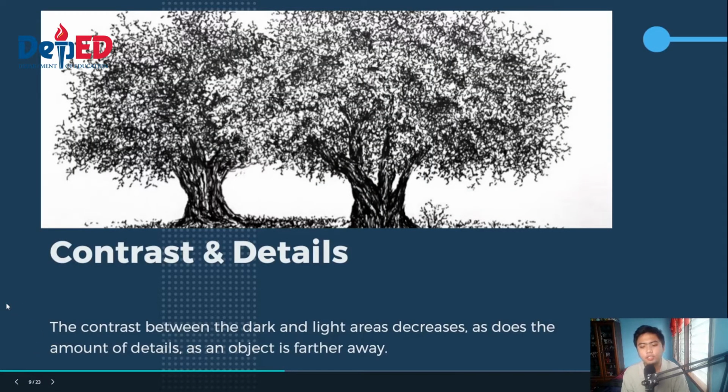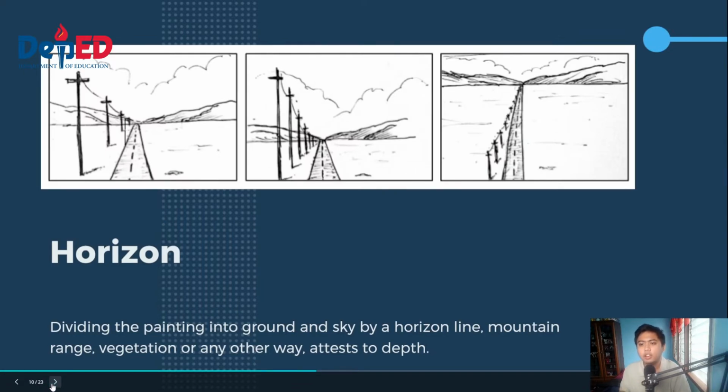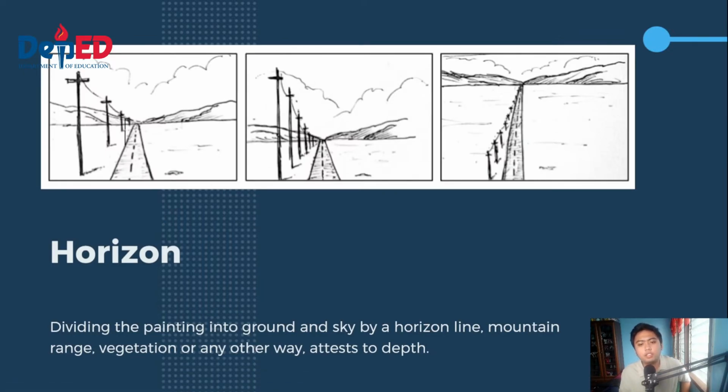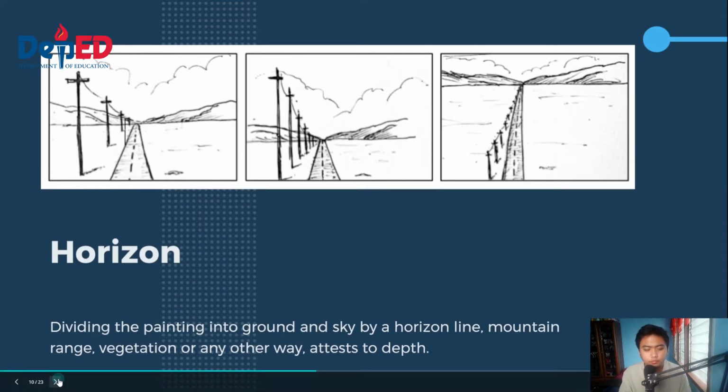Contrast and details: again, just like what I mentioned earlier, the farther you get, the lesser the detail. The nearer you are, in the foreground, the more details you need to add to your illustration. Then horizon. Horizon divides your canvas into two, the top and the bottom part. If you notice in the sample pictures, different positionings of the horizon would give you different perspectives of your drawings.